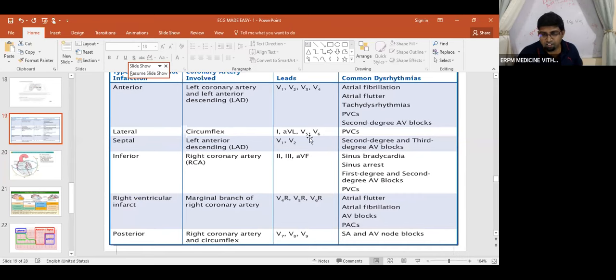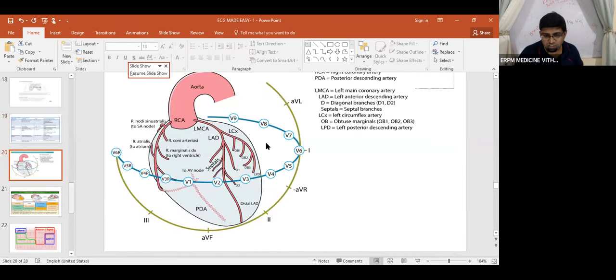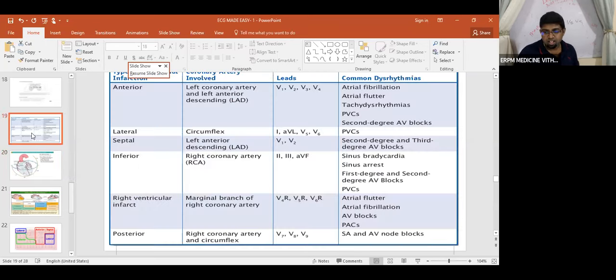V5, V6, lead 1, AVL, they look at the lateral surface. What is the blood supply to the lateral surface of the heart? Left circumflex. So that tells you the problem is in the left circumflex.